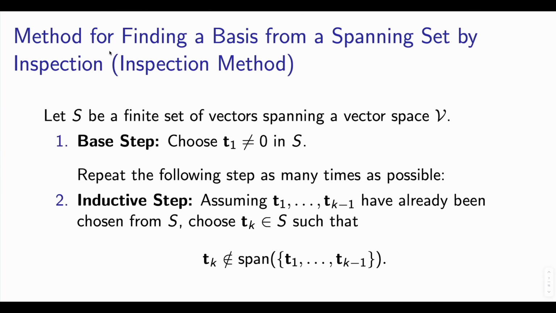Next, finding a basis from a spanning set by the inspection method. There is another method where you can just look by inspection and say this can be an element of the basis. So you can do it that way also. Let S be a finite set of vectors spanning a vector space V. In the base step, choose any non-zero vector T1 in S, and repeat the following steps as many times as possible.